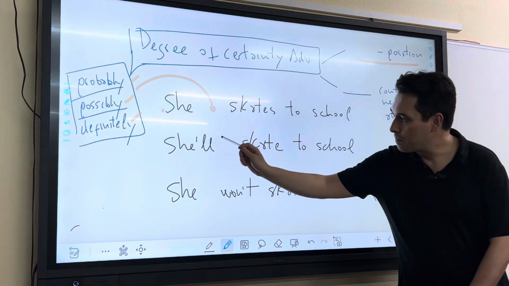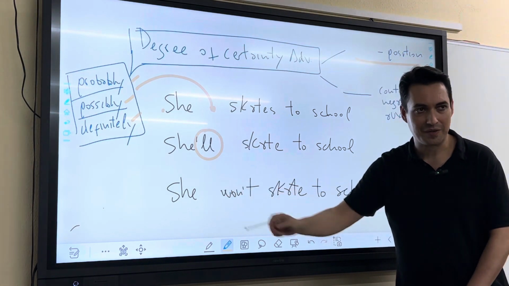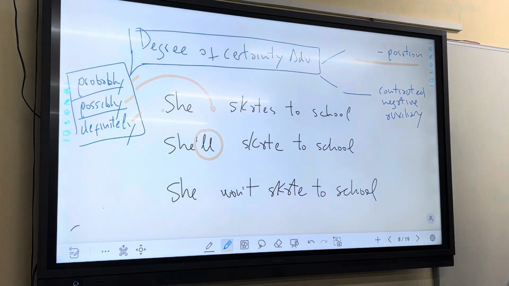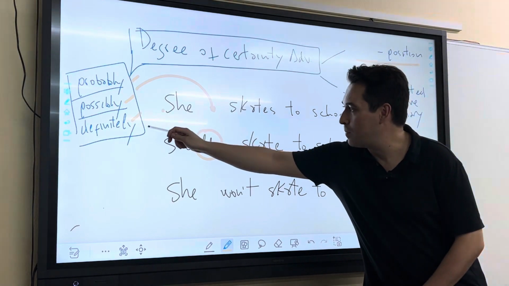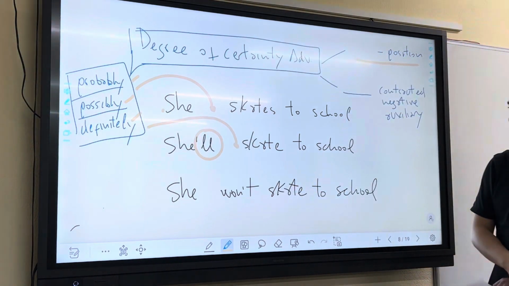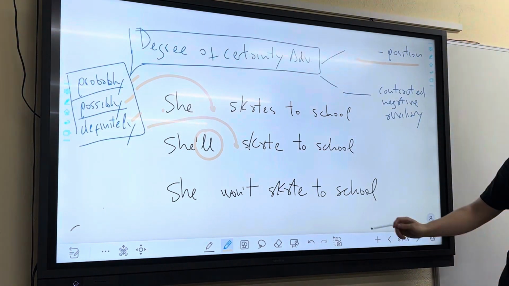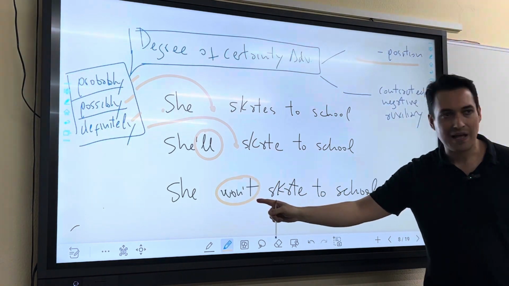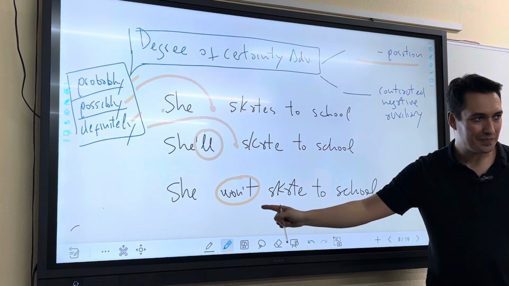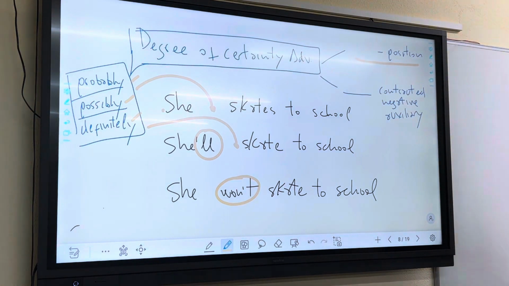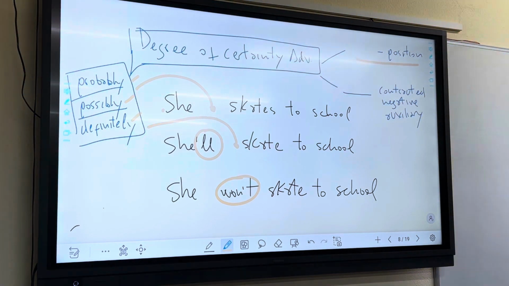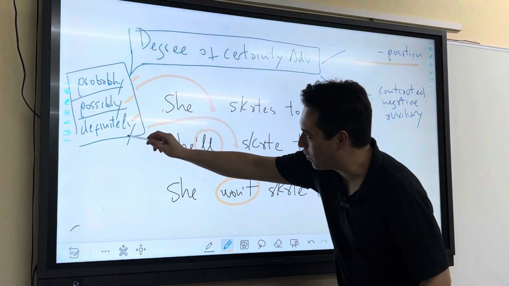In the second one, be careful. Here we have an auxiliary. She'll skate to school. What is the best position? After the auxiliary. So she'll probably skate to school. And be careful here. Won't. What is this? A negative auxiliary. What is the best position? Before or after? She probably won't, or she won't probably skate to school. So, say the sentence. She definitely won't. Okay, she definitely won't, or she probably won't.